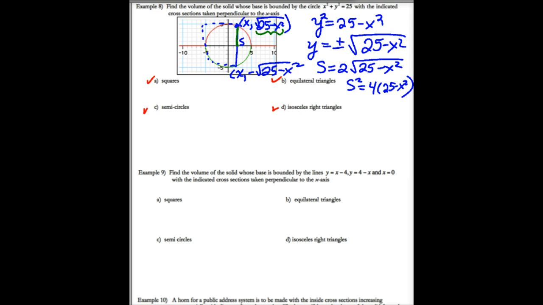When I do the squares, I do the area of a face, which is a side squared, times its depth, and I'm going to integrate that from -5 to 5, or I could do twice from 0 to 5.